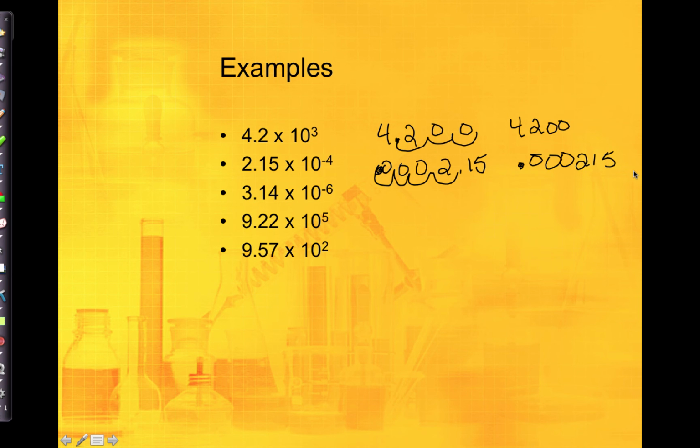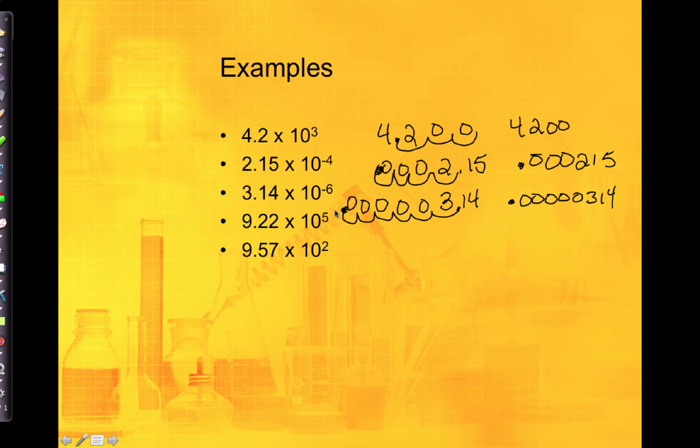Alright. So now let's look at the next one. It's 3.14 times 10 to the negative 6. Well, a negative exponent means it's a very small number, so that means I'm moving it so that the decimal is in the front. 1, 2, 3, 4, 5, 6. Now I fill in with zeros, so 1, 2, 3, 4, 5. Alright, so now that number is just 0.0000314.